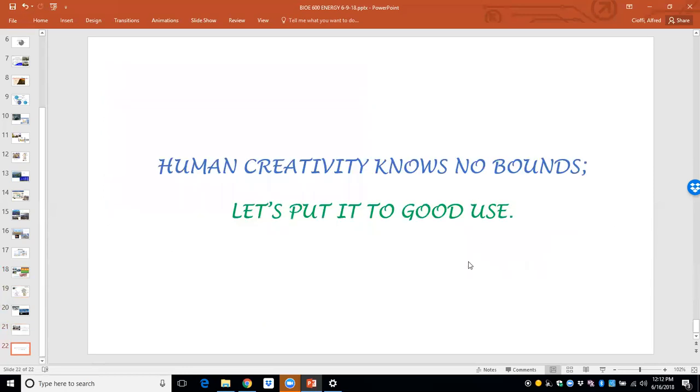All right, so we see that human creativity knows no bounds and limits. Let's put it to good use, okay? I'll leave you with that. Hopefully this inspires folks to look at alternative energy consumption. And the little thing, if I can pick up from last lecture, is reduce, reuse, and recycle, right? We can live simpler lives, trying to turn things off when we're not using them and so forth, and try to live consonant with the environment, try to minimize our footprint as much as possible.